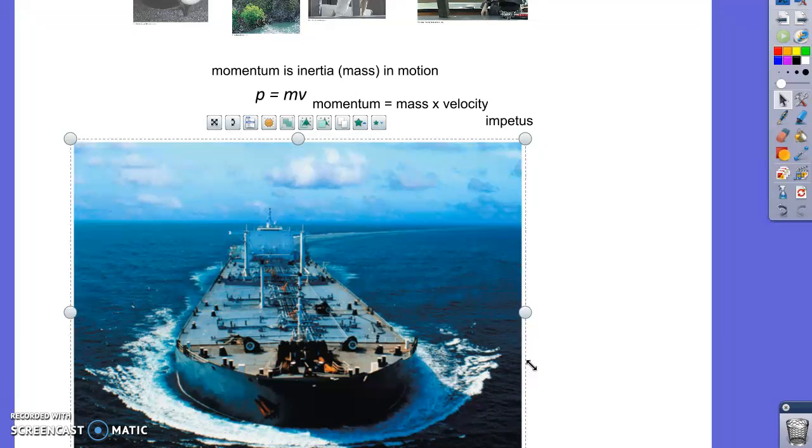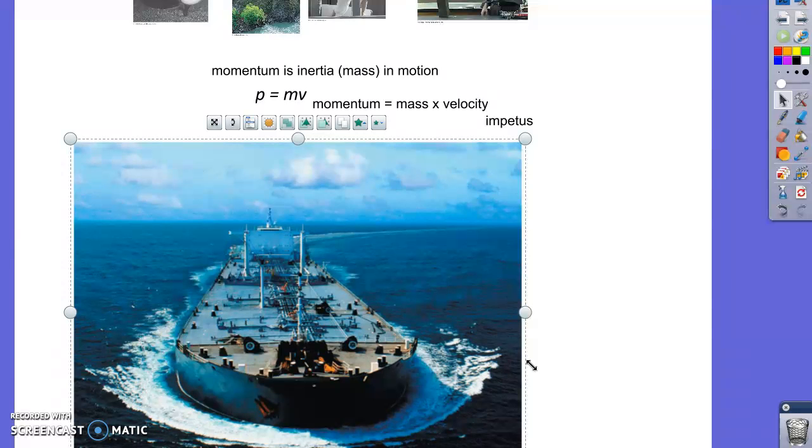The other thing is its speed. The faster it's going, the more momentum it has. A bullet, for example, is fairly small mass, but it's going to be going very, very fast, and so it can still have a fairly large momentum compared to a lot of other things because it has a lot of speed, even though it doesn't have much mass.